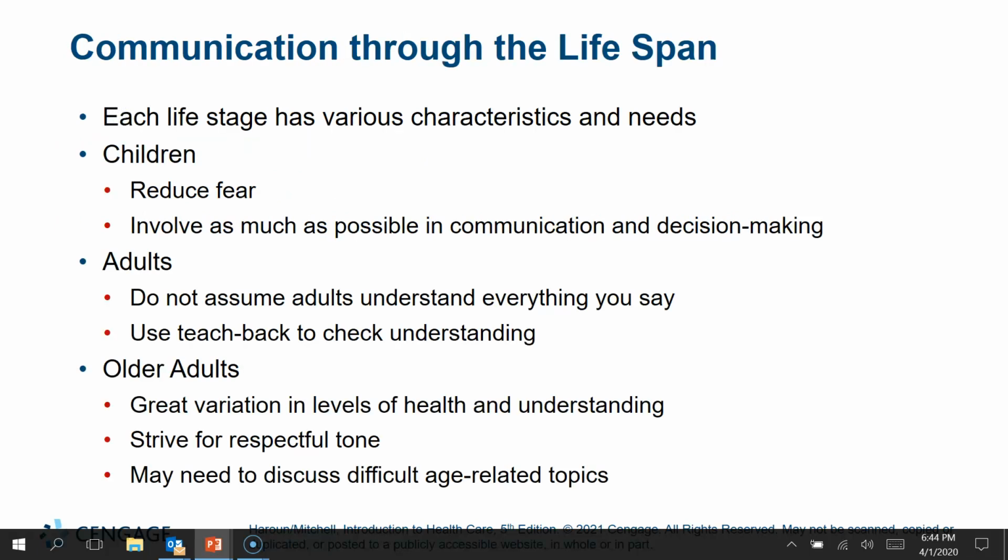Communication through the lifespan. This is really important because we're going to be dealing with people from newborn to death. So from birth to death, sometimes pre-birth. So every time we deal with people at a different stage in their life, we have to be careful how we communicate with them. So let's talk about children.